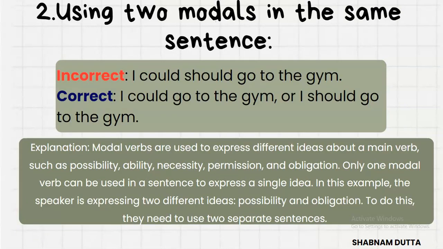Number 2. Using two modals in the same sentence. This is incorrect because only one modal verb can be used in a sentence to express a single idea. For example, you might say, I should must go to the gym. This sentence is incorrect because you are expressing two different ideas, possibility and obligation in the same sentence.